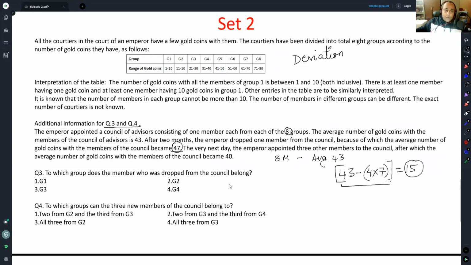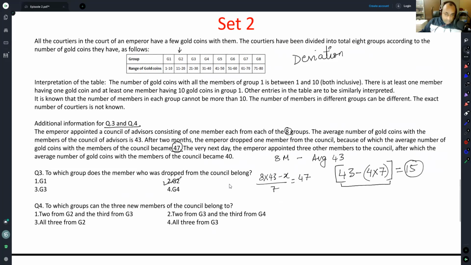And if you had 15 coins, which group are you a part of? Definitely G2. To which group does the member who was dropped from the council belong? He was definitely a part of G2. The other way, as I spoke, was of course 8 into 43 minus x divided by 7 is equal to 47. If you're comfortable with maths in this, you can go ahead and do that. I am not. I don't like doing maths this way. This is problematic for me.